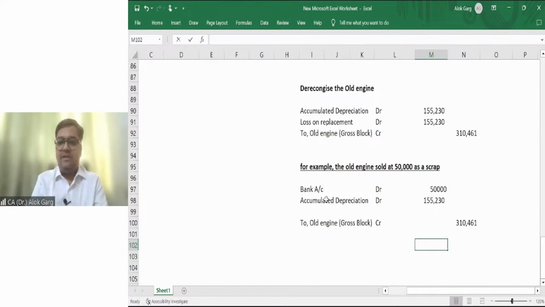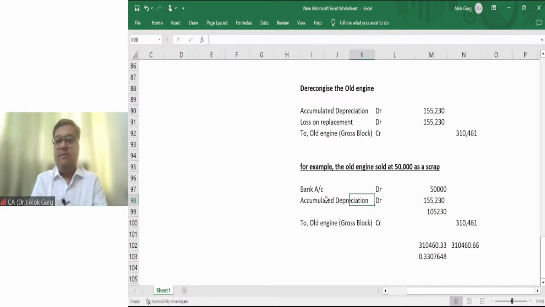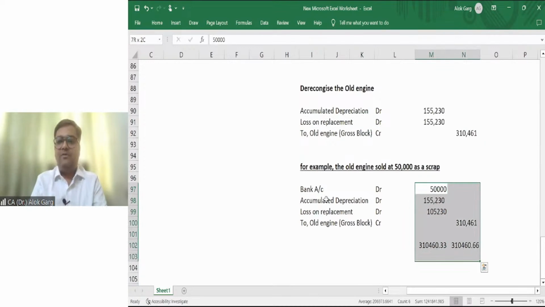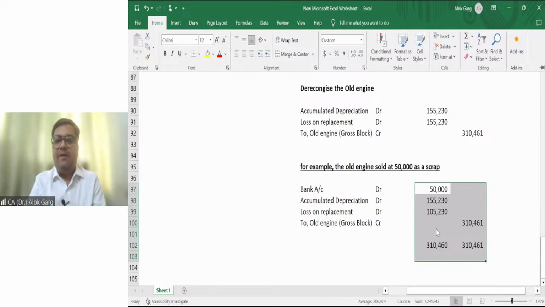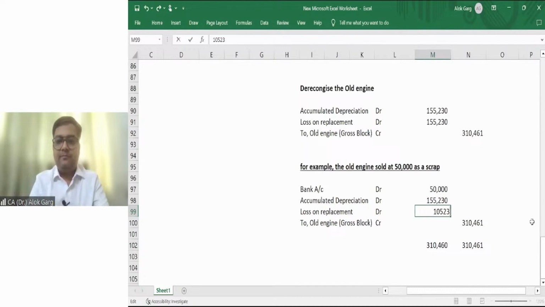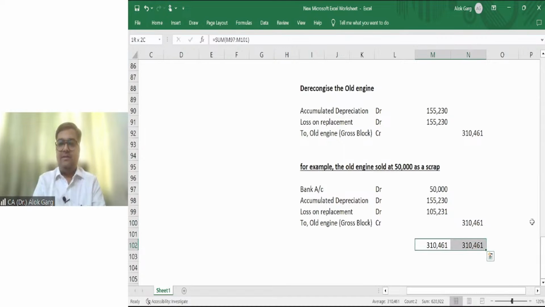Now, what is the total? Just take the total here. So, how much is the difference? This minus this, 105,230. This will be your loss on replacement. You can see your loss on replacement is reduced by 50,000 rupees. Why? Because there is a scrap value. This engine has been sold at a scrap value of how much? 50,000 rupees. This is what it is.